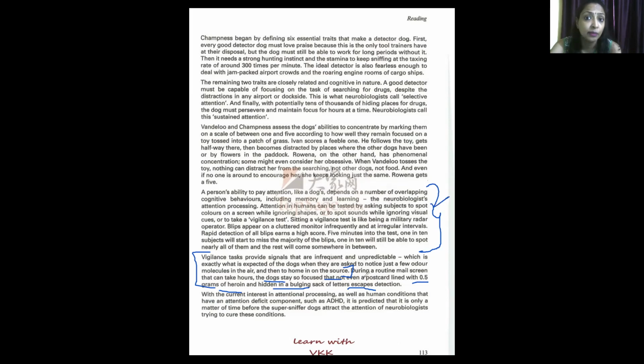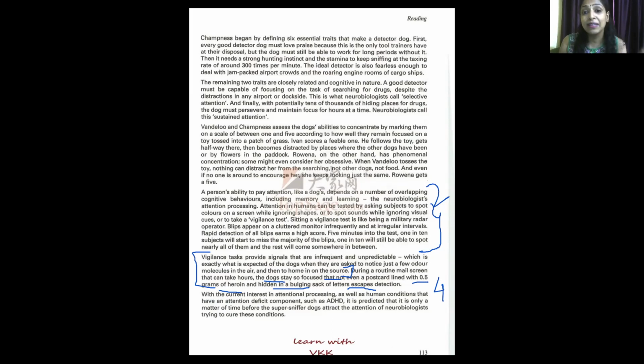Some will miss, some will not miss. And we get about concealing, hiding drugs in a sack of letters. So it is well concealed, of course. There's a bulging sack, and in that you have put 0.5 gram of heroin, which is like a few grams of drugs. Heroin, the name is given, of drugs. So I get the answer to question number 4 here. So where is 3? 3 is not given because we do not know whether the vigilance test will improve concentration.